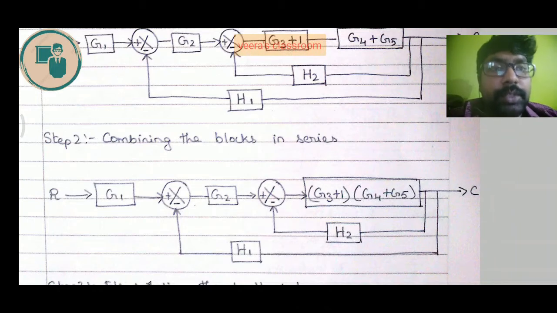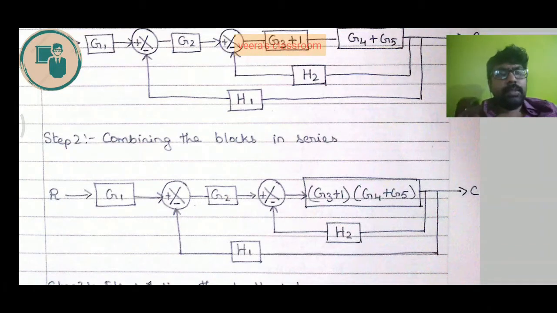After which we will again check whether there is any series or parallel component. If there is, we will try to solve it. If there is no series or parallel, we will go for whether we have a feedback loop. So here we have two feedback loops, H1 and H2. We will first take the smaller feedback loop, which is H2. This is a negative feedback, so the formula is C by R equal to G by 1 plus GH. Instead of G we have G3 plus 1 into G4 plus G5, and instead of H we have H2.